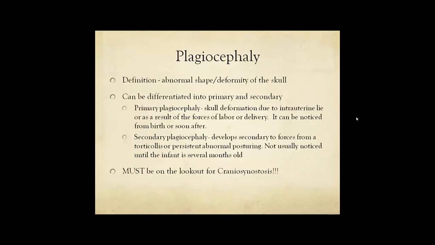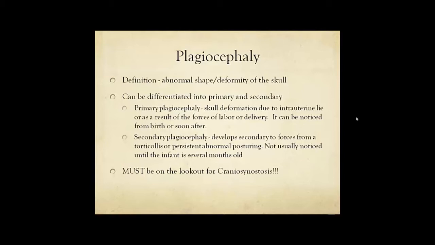Moving on to plagiocephaly. Plagiocephaly is defined as an abnormal shape or deformity of the skull. It can be differentiated into primary and secondary. Primary plagiocephaly is a deformation due to abnormal intrauterine lie or a result of the forces of labor and delivery, and can be noticed directly at birth or very shortly after. Secondary plagiocephaly develops secondary to forces from things like torticollis and abnormal posturing. Not usually noticed until the infant is several months old. It takes time for it to develop because of the positioning.